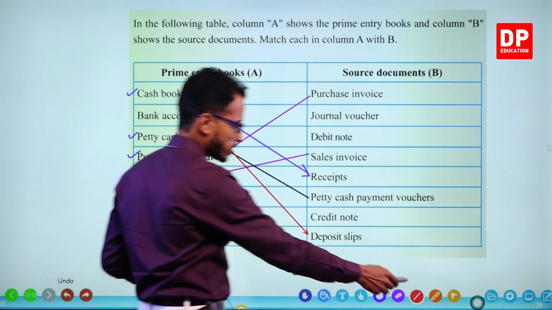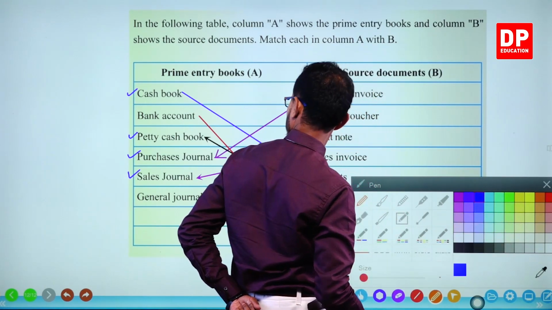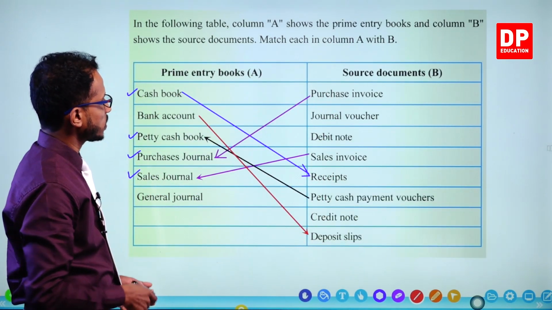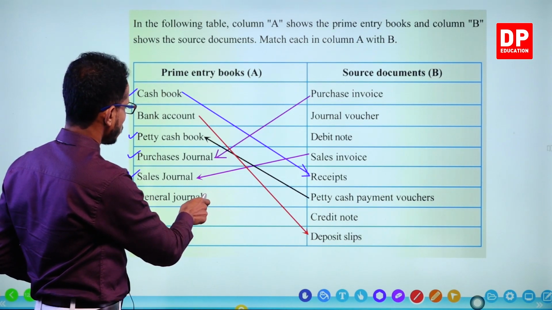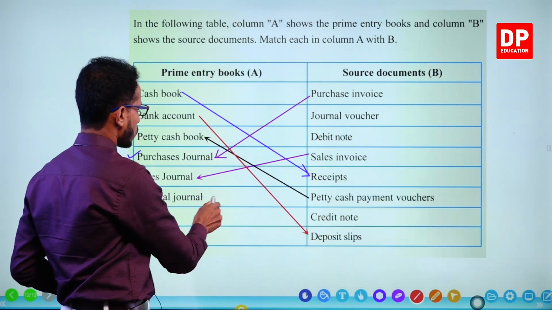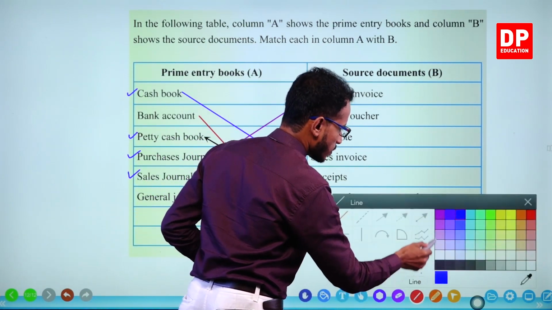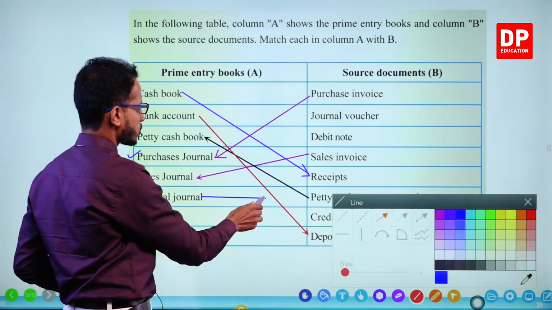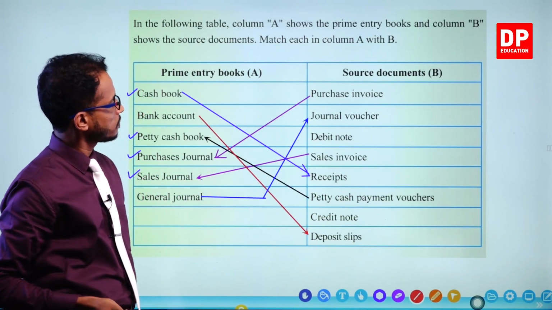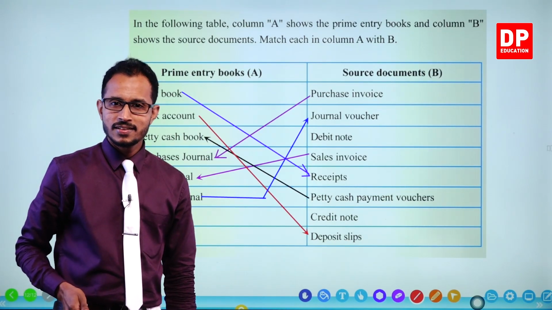So for the general journal, I will use a different color to match. For the general journal, the relevant source document is the journal voucher. How can we do this now? We'll go horizontally and match. There you go. Matching done.